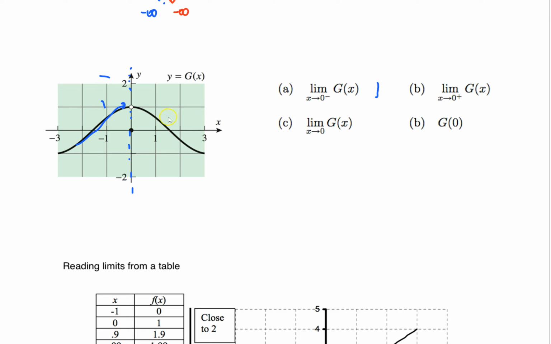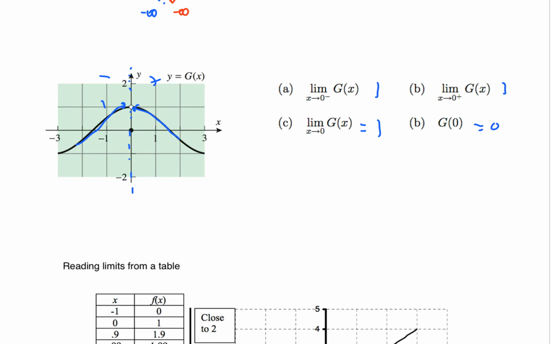Graph from the right-hand side, right? So again, coming from the right, what's your graph doing as you get closer to 0? Also looks like 1. They match, so your limit is 1. G of 0, what's basically saying, what's the closed circle there? 0.